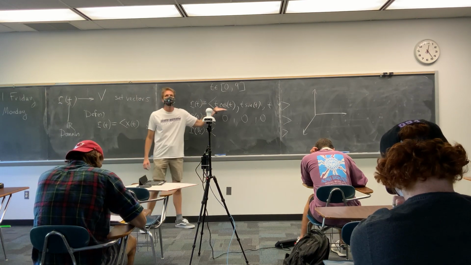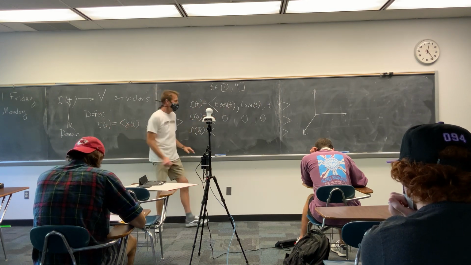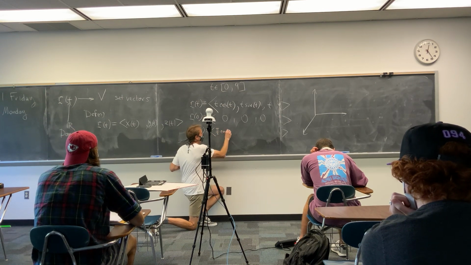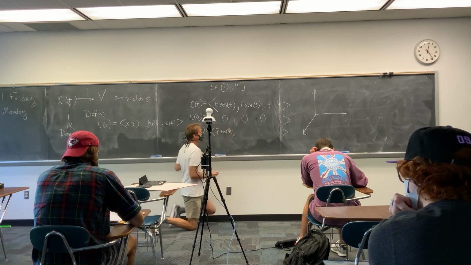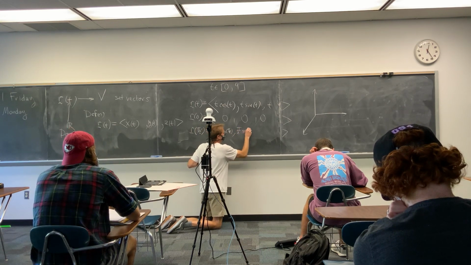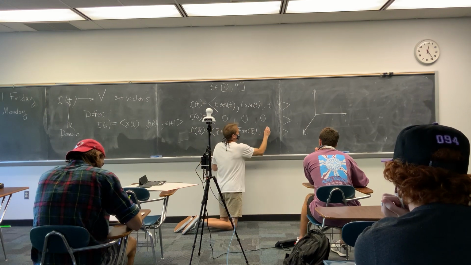How many people are pretty good with that? Wherever you see a t, you're putting the pi over 2. How many people are like, okay, Doctor, when I get that? So we'd have pi over 2, cosine of pi over 2, pi over 2, sine of pi over 2, and pi over 2.